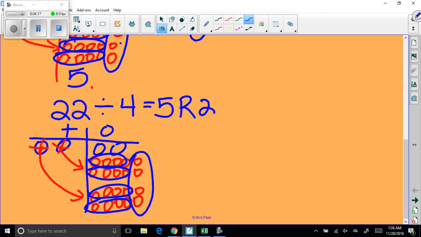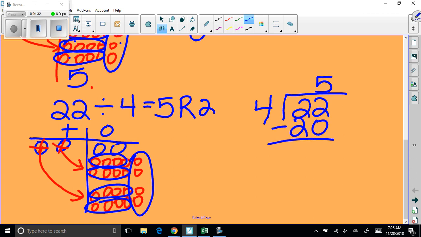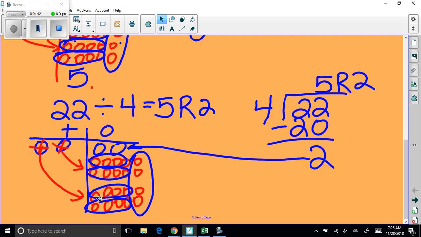And if I was going to write that in a different form, 22 divided by 4 is 5 groups of 4. That leaves me with 20 objects that are circled. When I subtract, I have 2, which makes sense. Here's my 2 left over, shown right here in my picture. So that's a remainder of 2. And that is division with and without remainders.